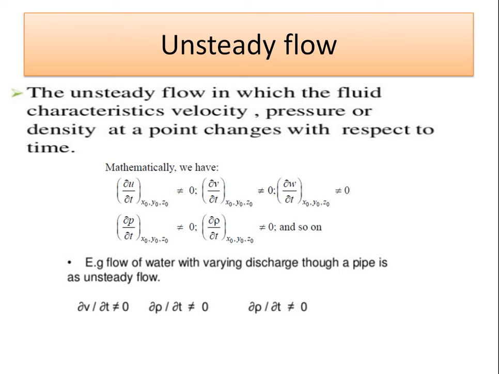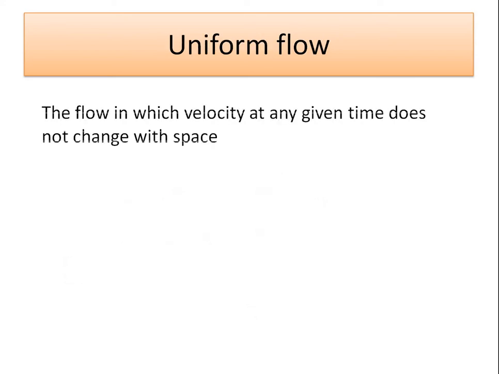For example, flow of water with varying discharge through a pipe is an example of unsteady flow. Varying discharge through the pipe. Now uniform flow. Which flow type is called uniform? The flow in which velocity at any given time does not change with space, then it is called uniform.